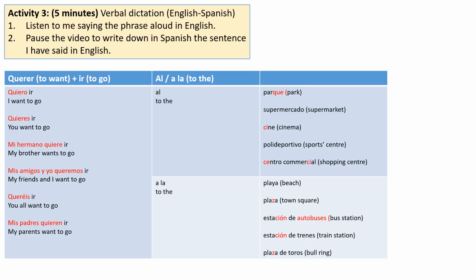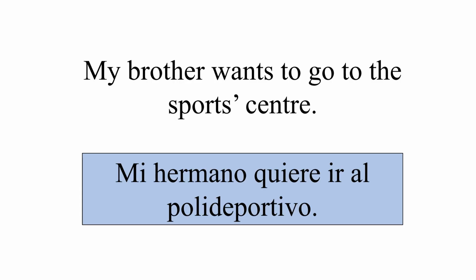And let's have another go. My brother wants to go to the sports centre. Pause your video now to write that down in Spanish. So you should have written: mi hermano quiere ir al polideportivo. And really double check here, when you're going through these, your spelling of your verb, okay? Because it is quite tricky, this verb.